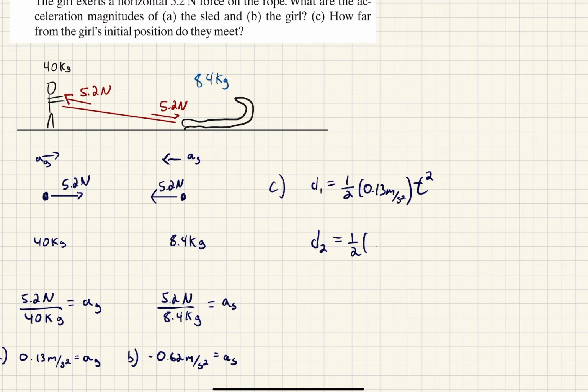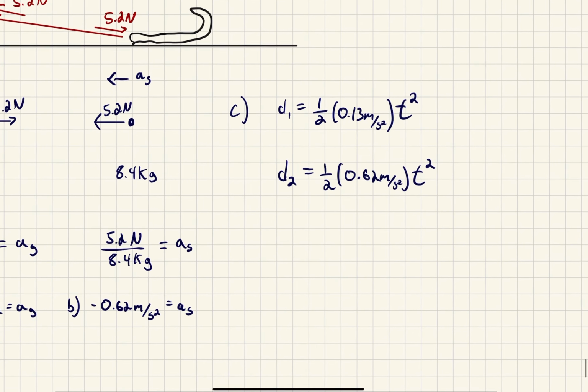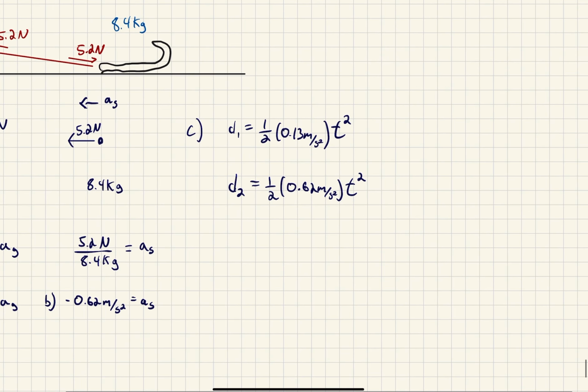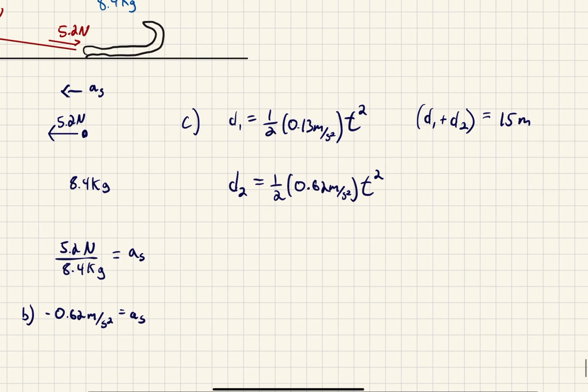And notice I'm talking about distance, and I just need the distance to add up to 15. So I'm not worried about the direction of the sled because I know that it's moving towards the center as the girl is moving towards the center. Half of 0.62 meters per second squared times time squared. Well, I've got two equations there, and I know that I'm interested when d1 and d2 sum together to give me 15 total meters.